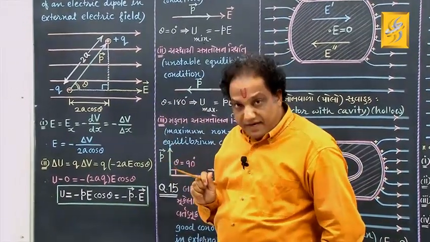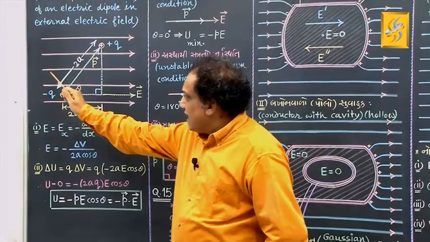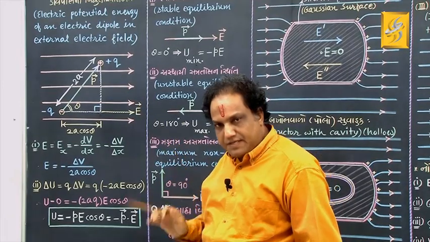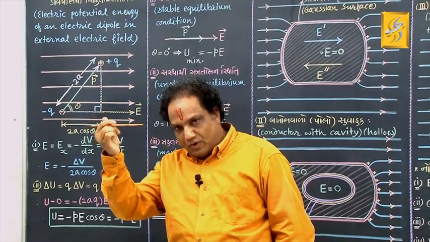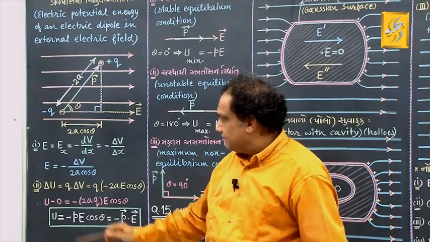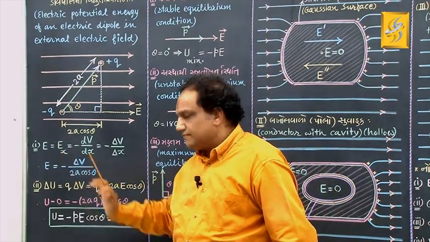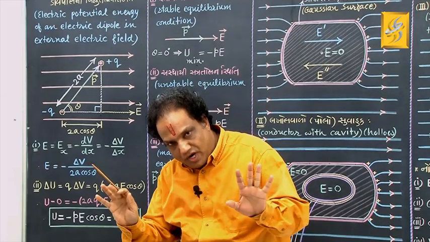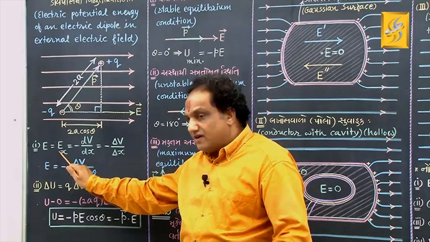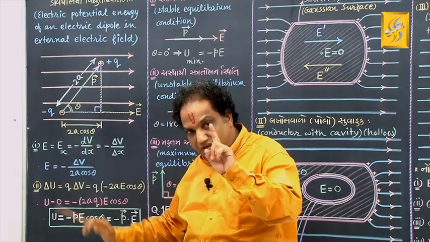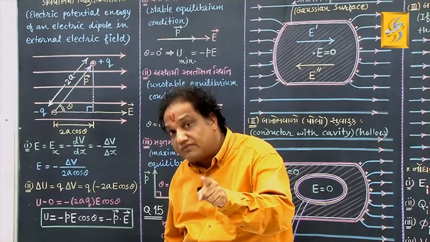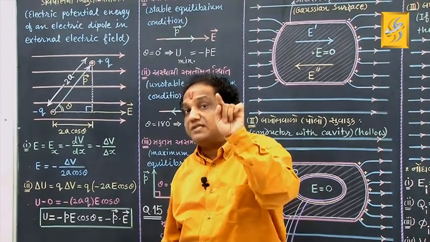Here we have applied electric field along, say, positive x-axis. Correct? If electric field is applied along positive x-axis, it will have only x component, that is Ex. No y component, no z component. Fine. And in the last period, we had derived one formula for Ex. What was that? For electric field applied along x-axis, what was Ex? It was minus dV by dx.